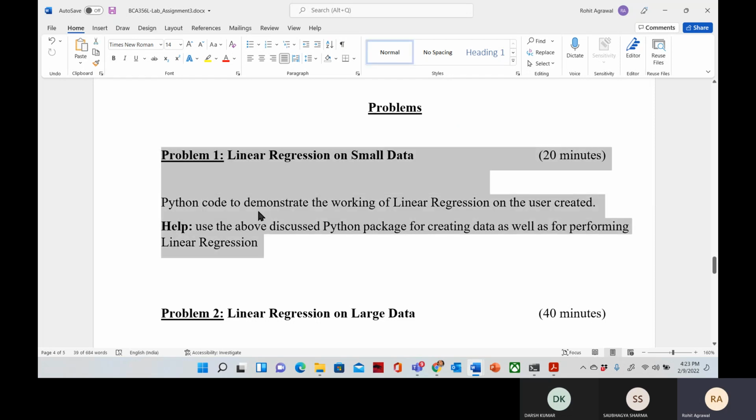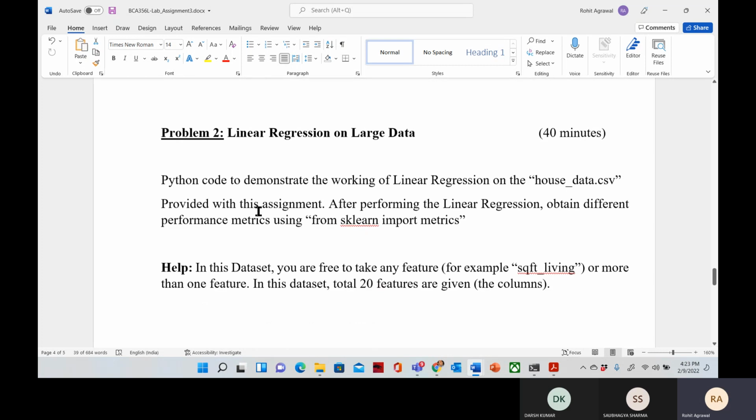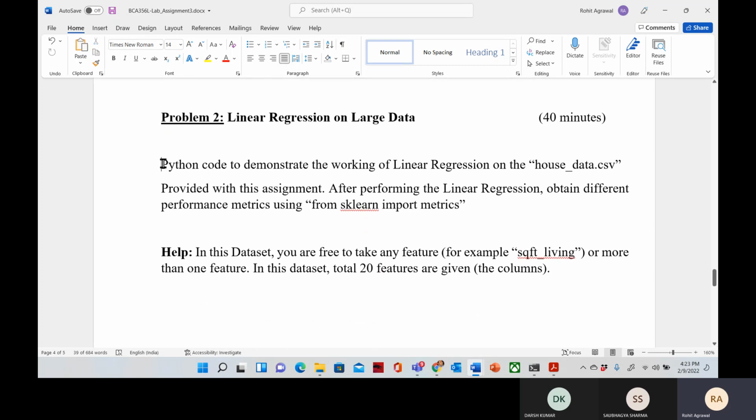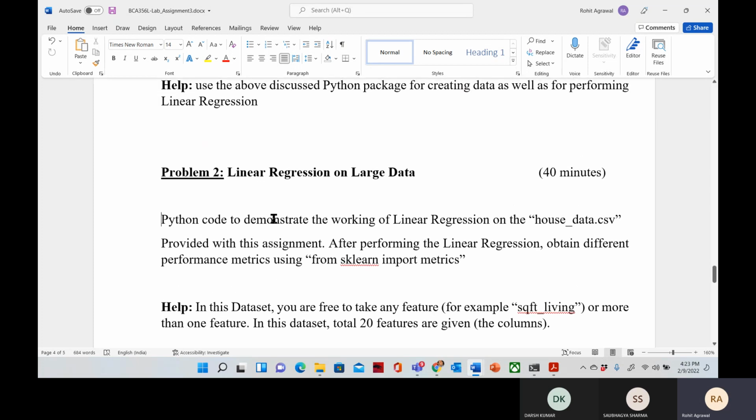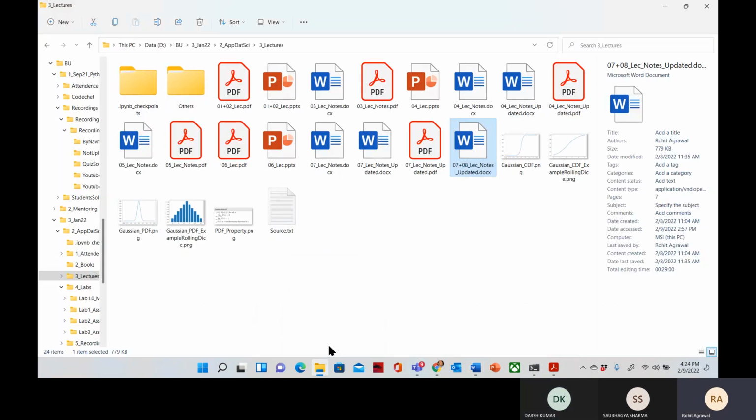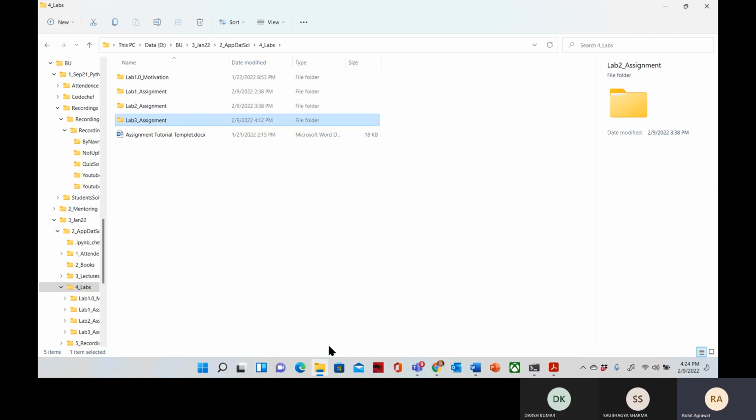This question I have discussed with you. And this question, do you have time right now? Then we can discuss, otherwise we will discuss it in the next class. It is the same linear regression, but this time we will perform linear regression on some large data, the house data in our CSV file. So can we discuss this next time? Otherwise it will all get mixed up.